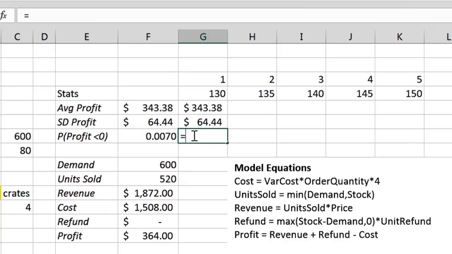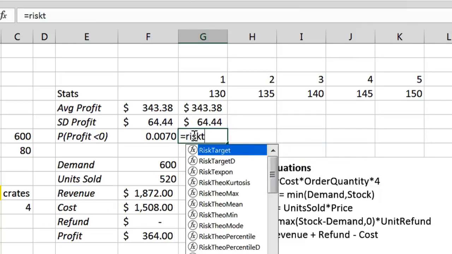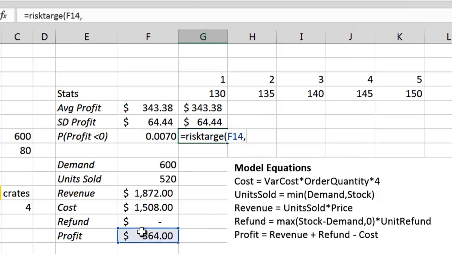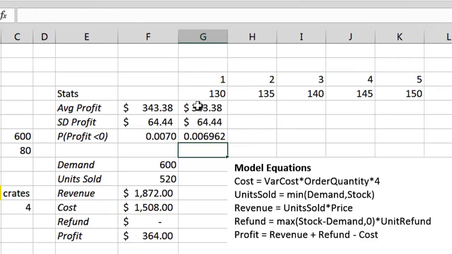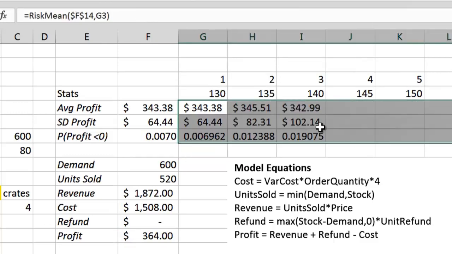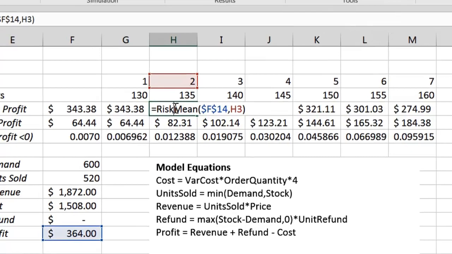And now I need Risk target, profit again, and the target value, and simulation 1. I actually don't remember if it is in that order or I need to put it... I need to put Risk target first, type it correctly, and that's it. Okay, so right there I have the probability for that one. And I'm going to put dollar signs for the references for the profit because my results are stored in there. That's the output. But now I'm going to drag that to the rest of the table. That way it's updating the results.